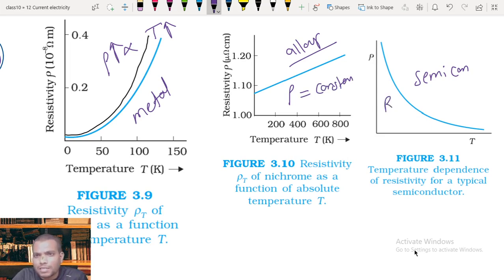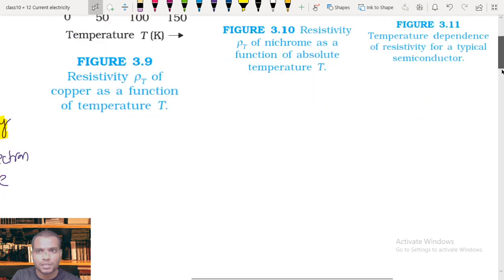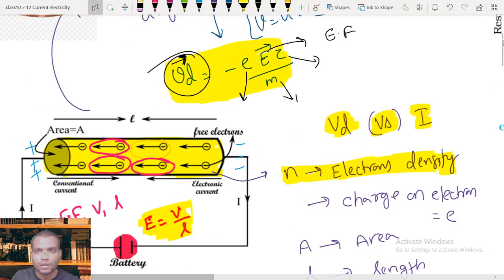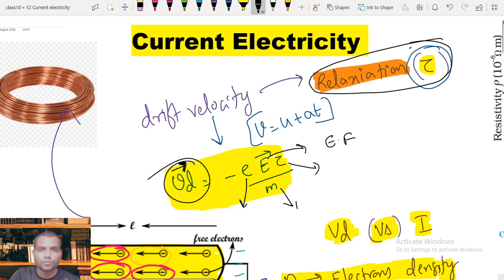But here you can see the resistivity is decreasing. The resistivity rho, the resistance also decreases. I would like to write: resistivity is decreasing when temperature is increasing. So this is for semiconductors, and for alloys the resistivity value is almost constant. And for conductors, the resistance value increases when temperature increases. So this is all about the cause of resistance. Finally I can conclude that it is nothing but the relaxation time, tau, the time taken between two successive collisions. That is the reason for resistance and resistivity.